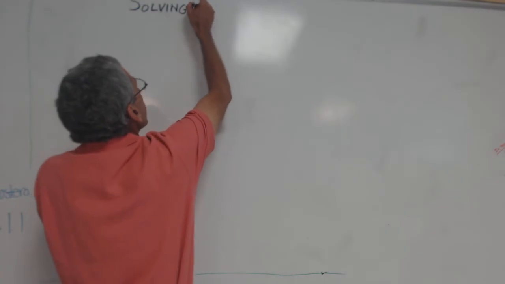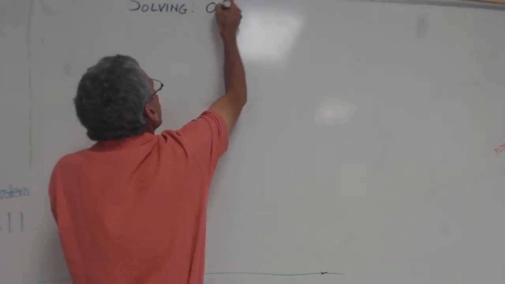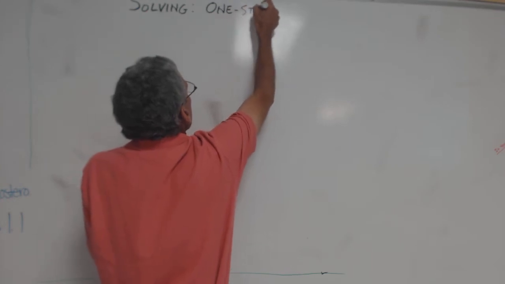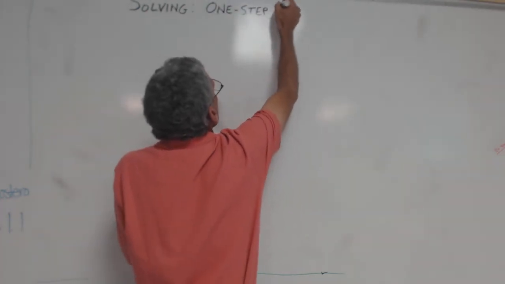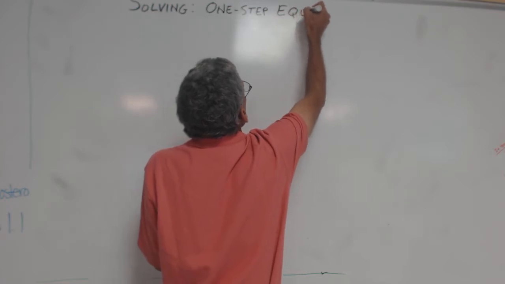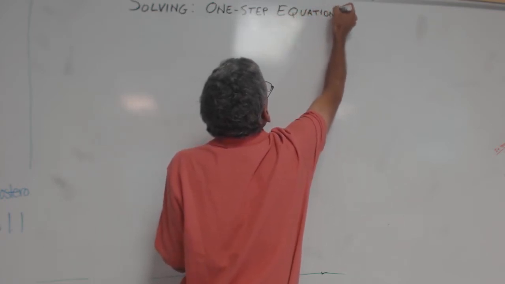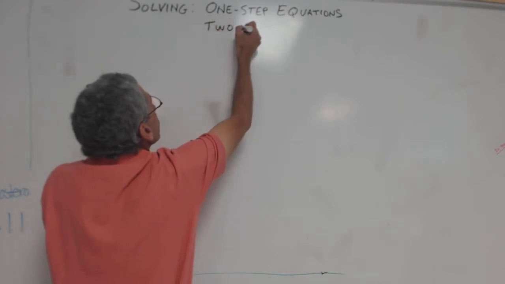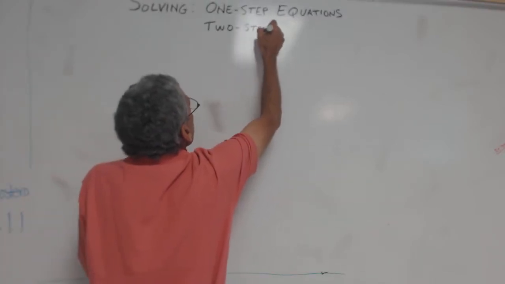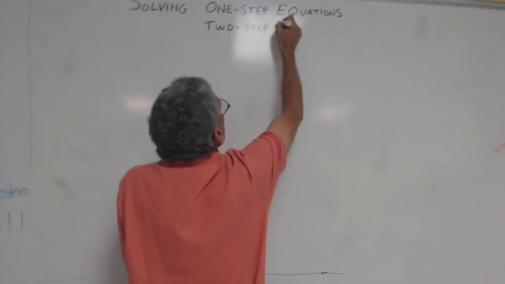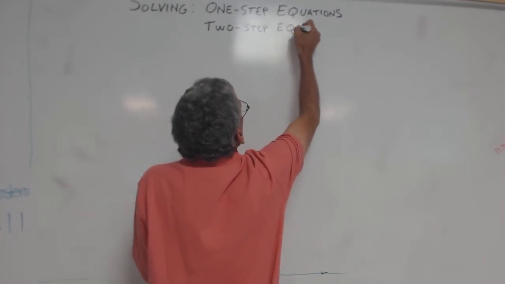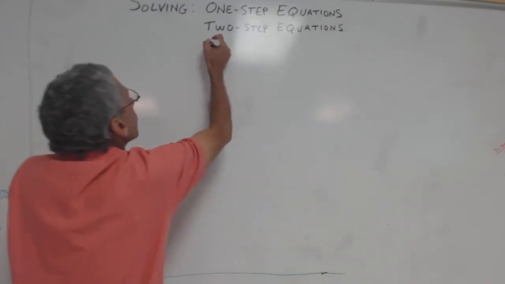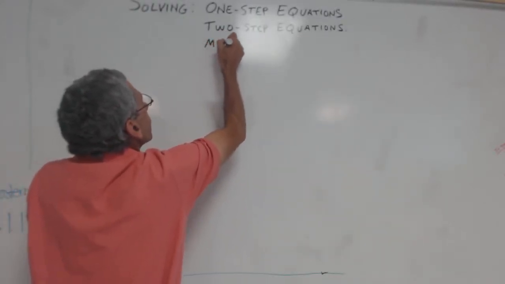We're going to do a few things. One-step equations, briefly, because everything hinges on understanding this. And then we are going to talk about two-step equations, because they are so simple once you understand one-step equations. And then we are going to talk about multi-step equations.